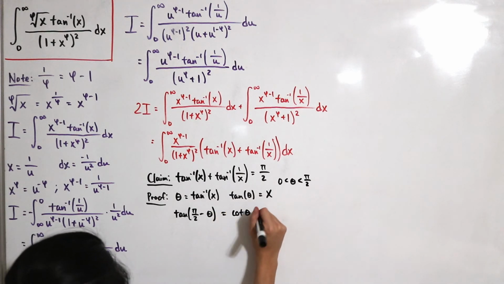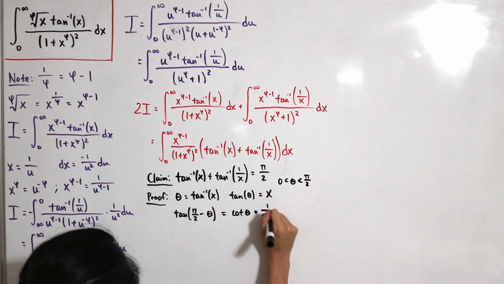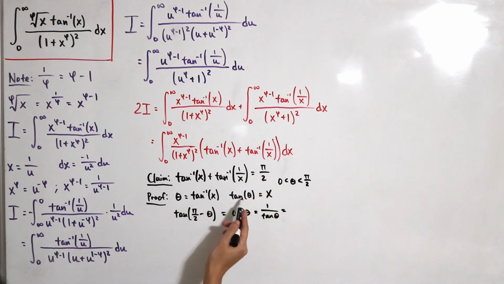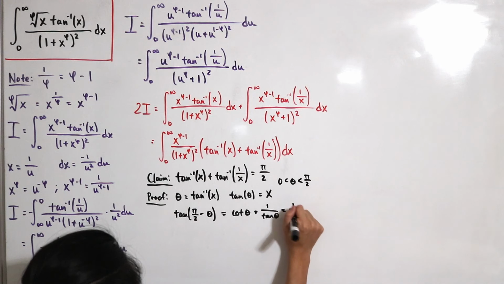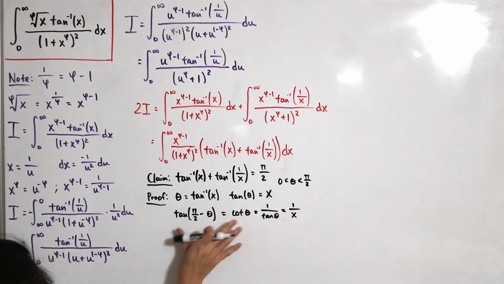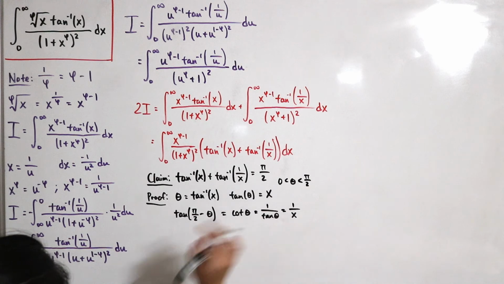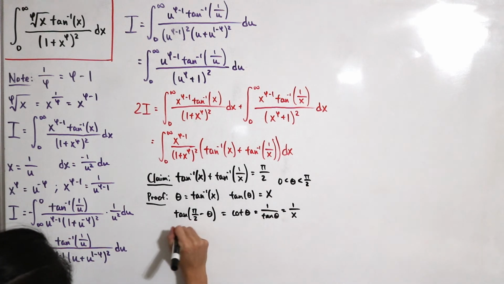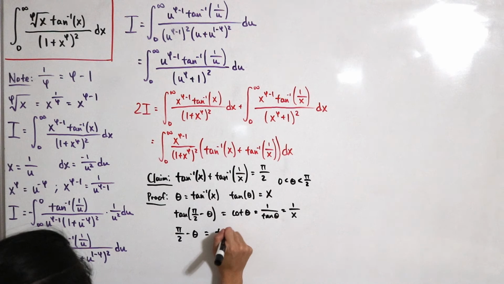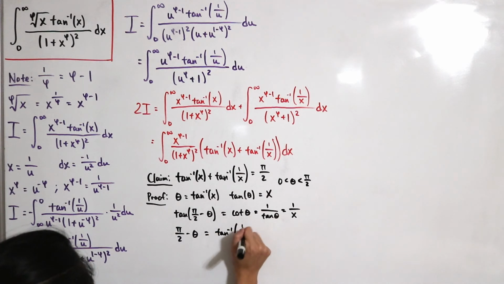Okay, in other words, cotangent theta is the same thing as 1 divided by tangent theta, but we also said that if we do the substitution, tangent theta was equal to x, so that's just 1 over x, right? And now I'll just take the inverse tangent of the extreme left and the extreme right, so that we have pi divided by 2 subtract theta equal to inverse tangent of 1 divided by x.